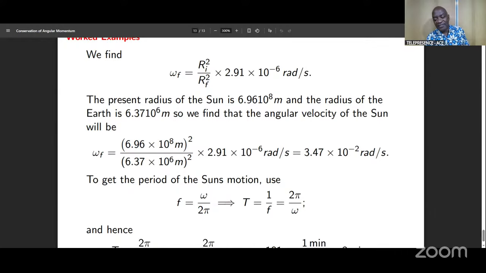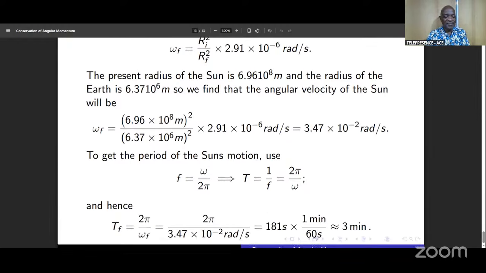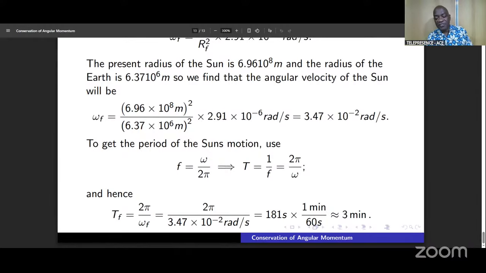And you remember that your frequency is omega over 2 pi, and period is the inverse of the frequency, which is 2 pi over omega. You did all this in circular motion. Since you have calculated omega f, the rest is easy. So Tf, that is the period of the new sun, is 2 pi over omega f, which gives you, when you substitute the values, approximately 3 minutes.